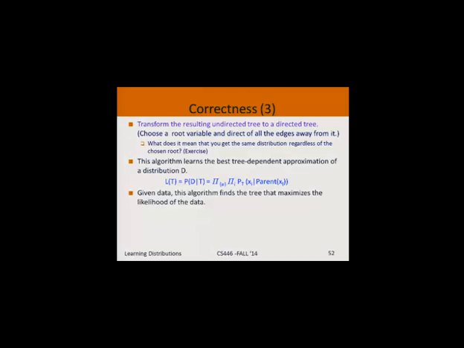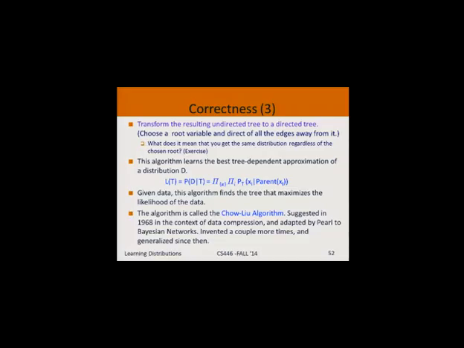Okay, so basically this is the summary. Just as a historical note, this algorithm is called the Chow-Liu algorithm. It was actually invented not in the context of learning, but rather in the context of compression of data. They started with a lot of data and wanted to compress it, so they compressed it into a tree that had this property, and it was adapted by Judea Pearl to Bayesian networks in his book on Bayesian networks that was written in the late 80s, and since then was invented several other times.